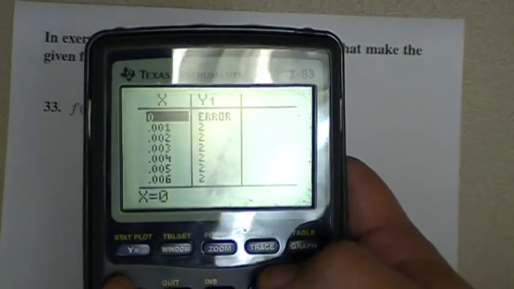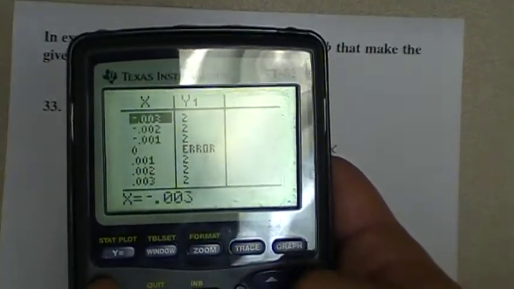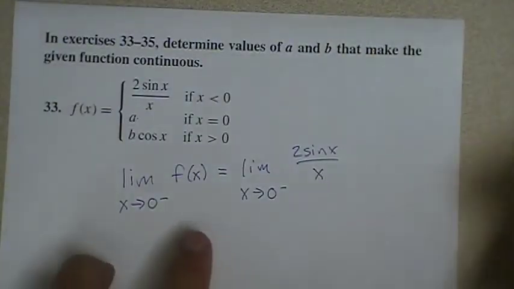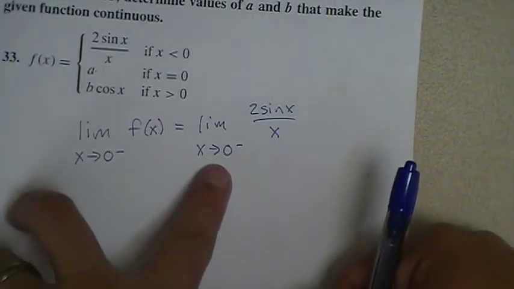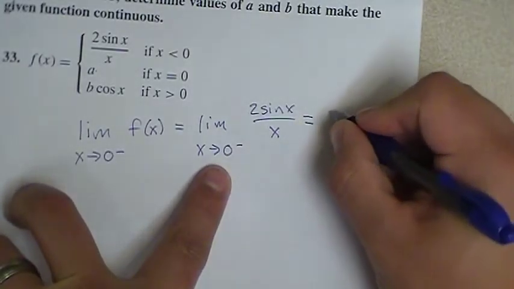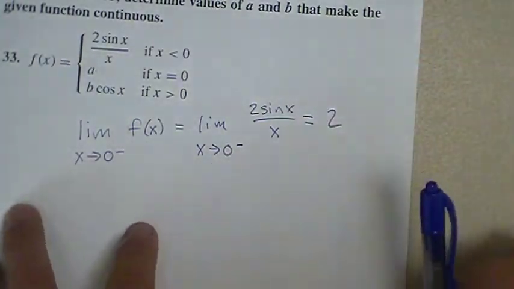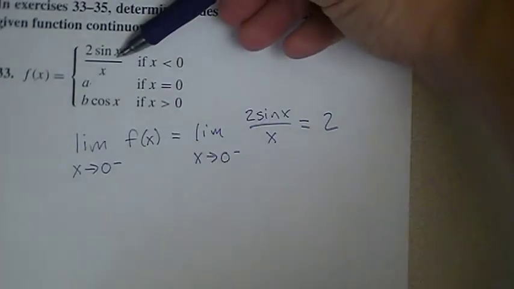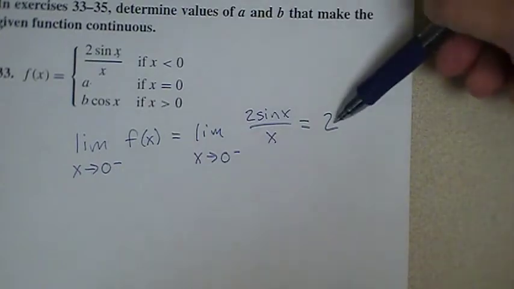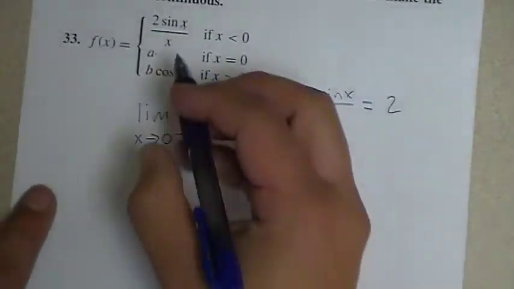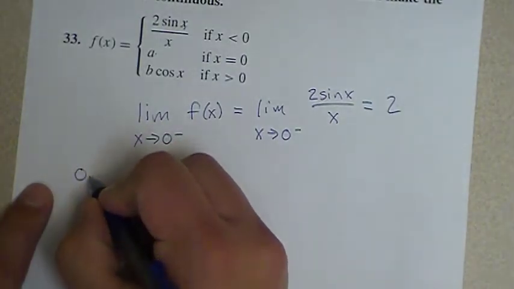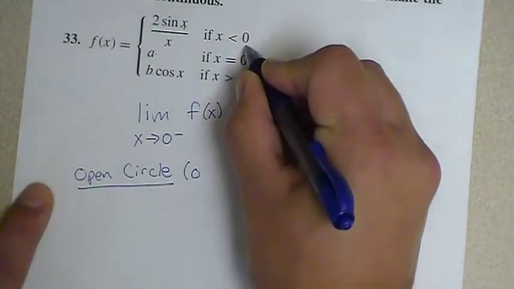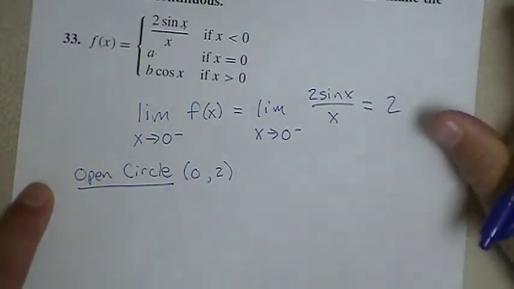I have an error at 0, but I see that on either side of 0, I have function values that are 2. And hopefully you're pretty convinced that we can then say that the limit as x approaches 0 on this function is going to end up being equal to 2, from the smaller side or from the larger side. When I had the calculator up, you probably saw 2's on both sides of 0. But on this graph, when we get close to 0, we're going to be approaching a y-coordinate of 2. What that means is that this top piece of the graph is going to have an open circle at an x-coordinate of 0 and a y-coordinate of 2.